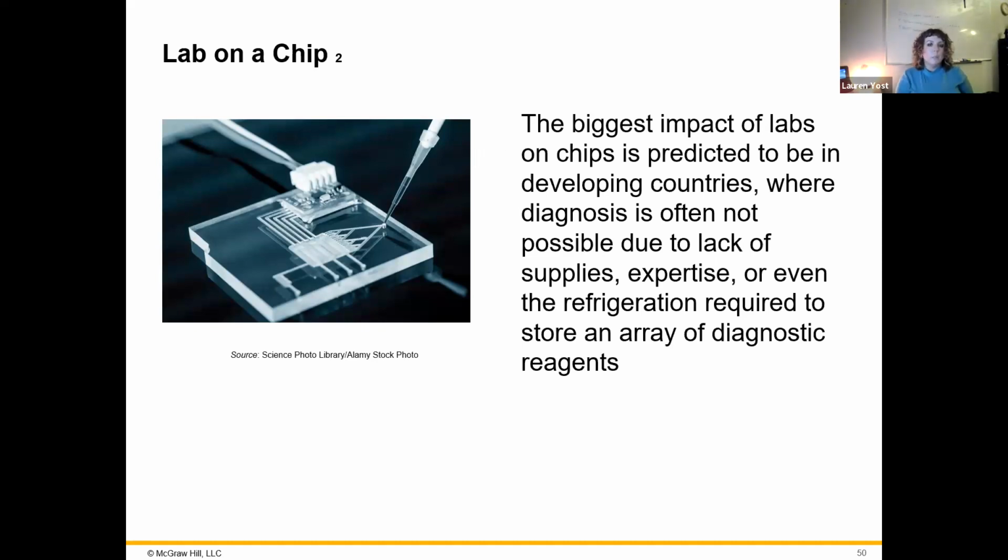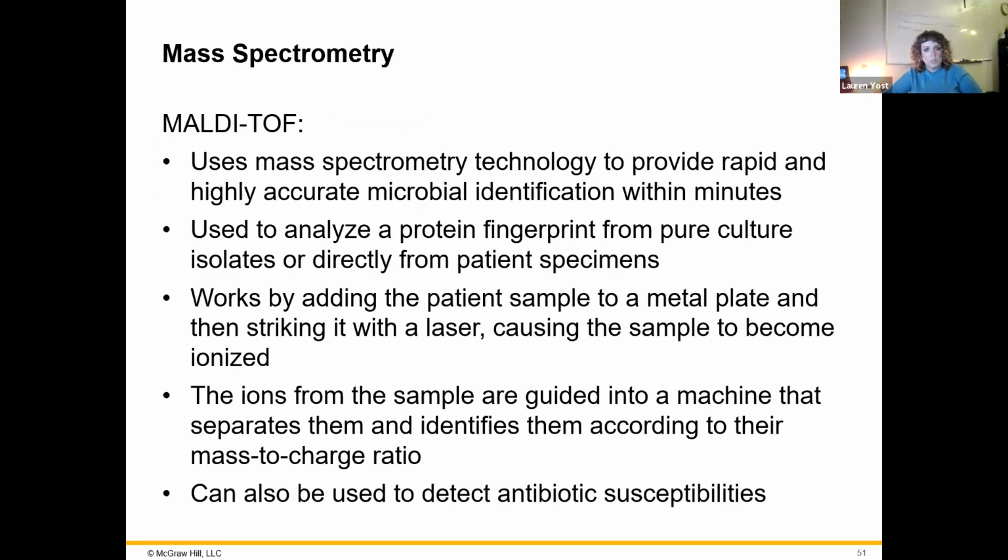We think that the biggest impact for these things, as they are being developed and utilized in reality more and more, of course, is going to be in developing countries where diagnosis and the tools for diagnosis are not readily available. And these also won't expire as quickly as reagents.